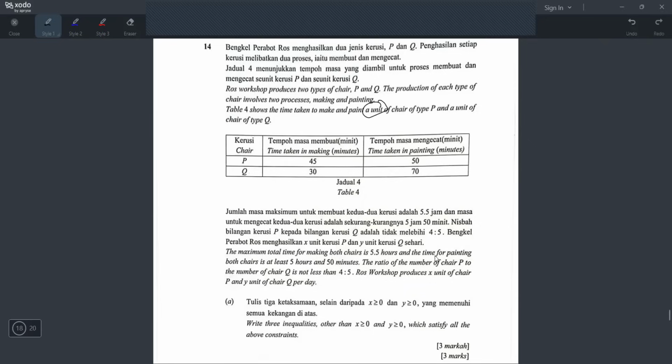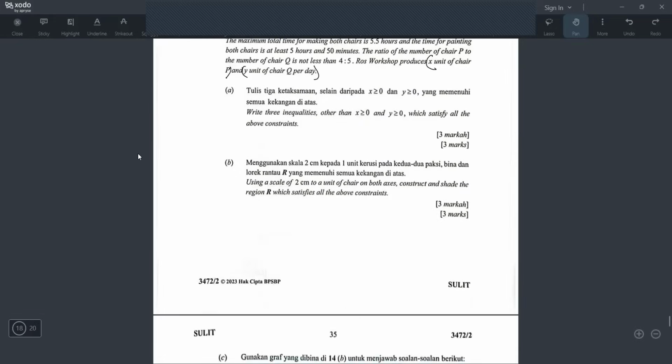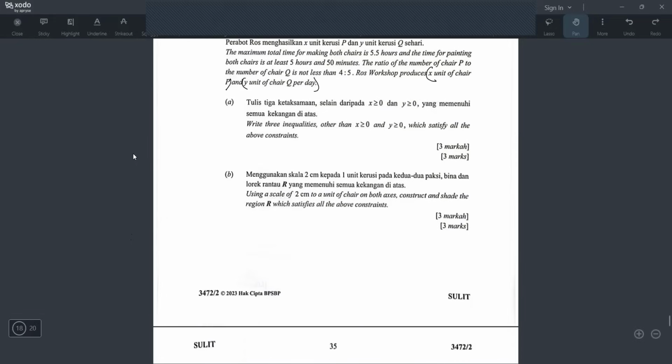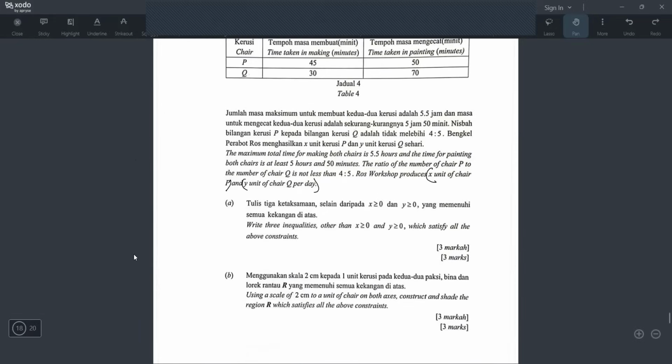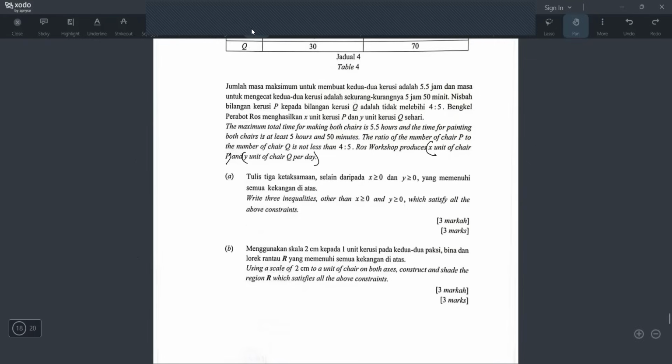So I think this one is all not important, because I want to know separate X, separate Y, right? So this one I will just skip. I only want this: X unit of chair P, Y unit of chair Q. So I always want to know separate X, separate Y first, right? So I think I will write here. We have chair P and chair Q, and we already know separate X. X is P, right? And then Y is Q. And the X and Y are the number, because it's the unit, so it's like the number.